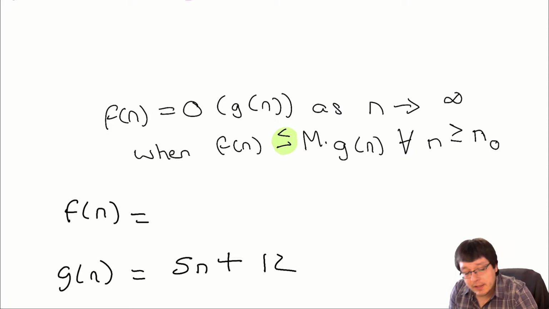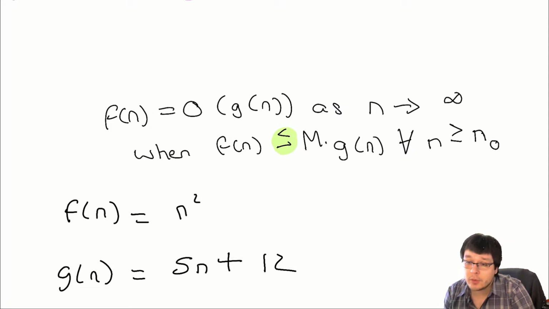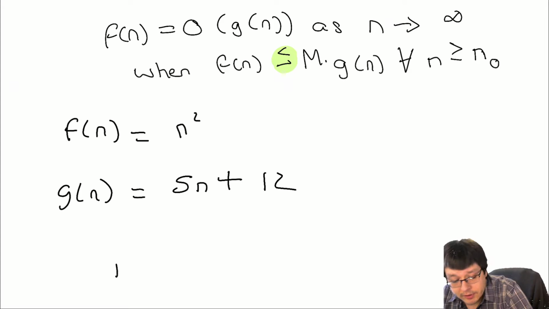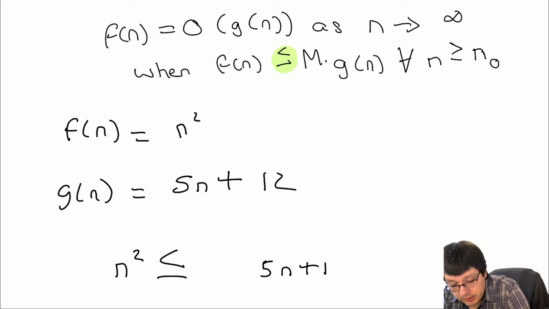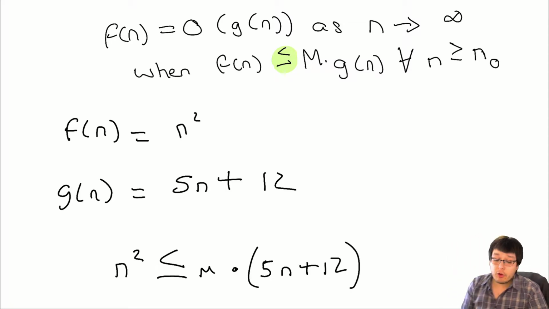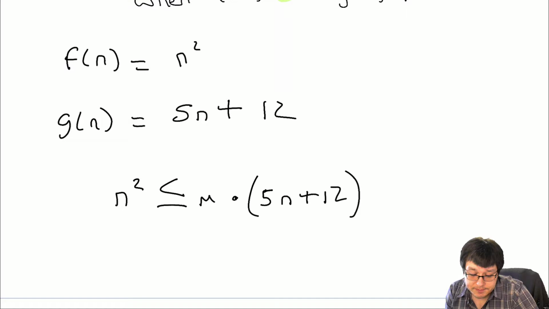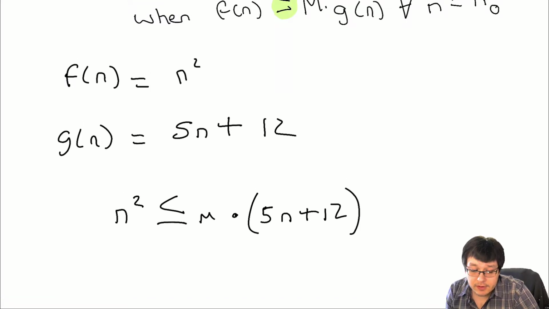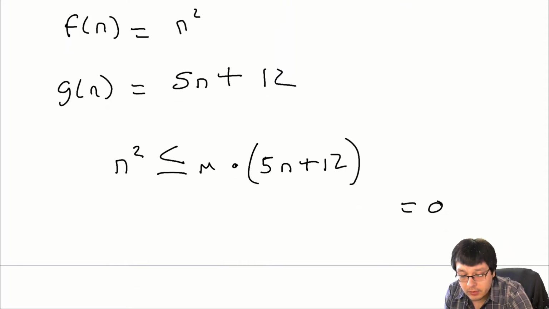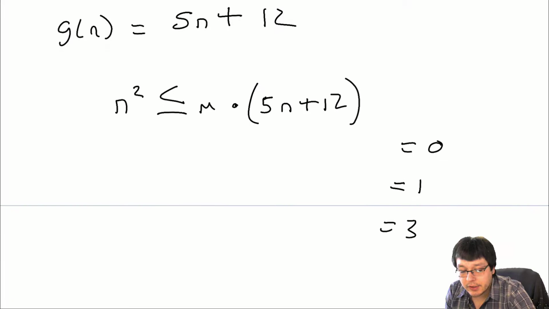So let's go ahead and pick an easy set. Let's say f of n is equal to n squared, okay? So what I'm trying to say is n squared is less than or equal to g of n, which is 5n plus 12, times some constant, okay? So for all n's, and let's start with 0 and work our way up. Let's plug in maybe 0, 1, 3, and maybe 10.